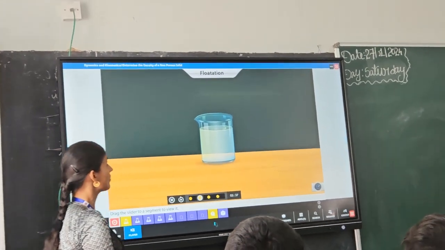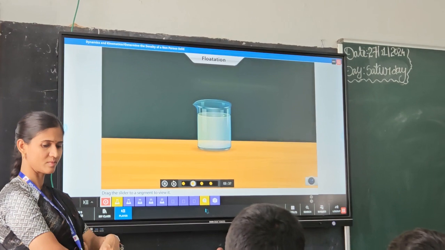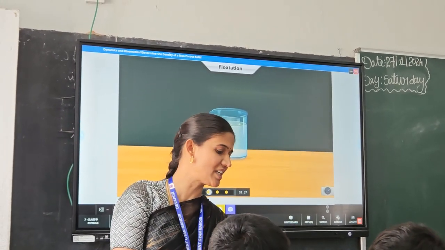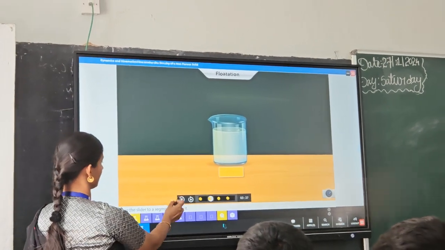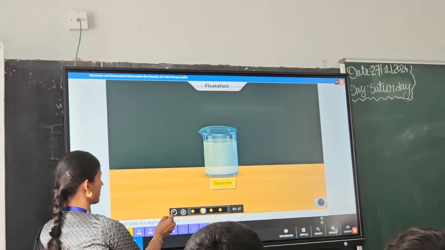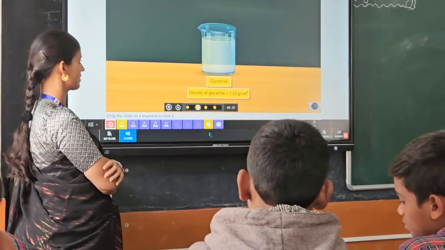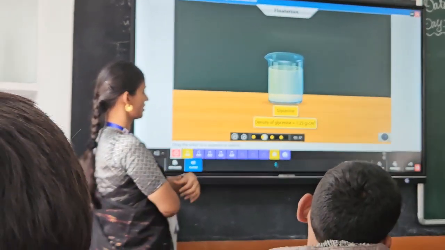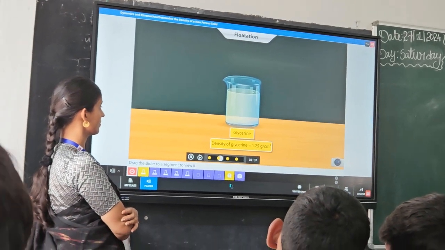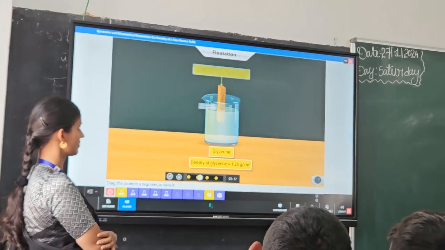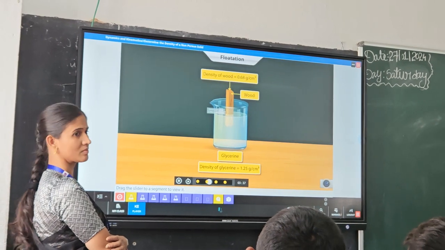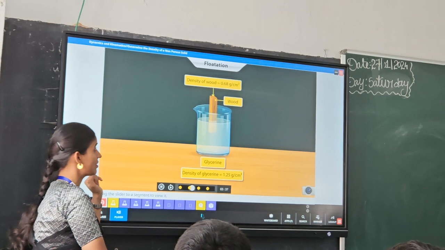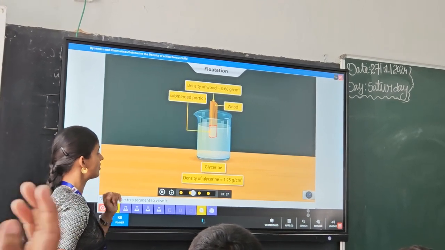Let us now do an activity to study the floating patterns of a wooden block in different liquids. Take a beaker filled with glycerin. This activity is there in your textbook, children. Glycerin has a density of 1.25 gram per centimeter cube. The density of wood under consideration is 0.68 gram per centimeter cube. Listen here, look here. When you dip the wooden block in glycerin, it floats.